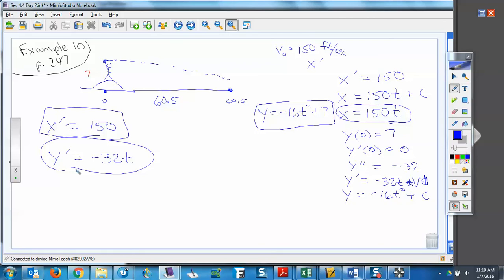But what are we missing here? What do we need? T what? Yeah, we need to know when it crosses home plate, right? We need to know when it crosses home plate before we can do any of this other stuff, right? So when does it cross home plate? Who said that? Macy, say it loud. When x is 60.5. So what would we do then?